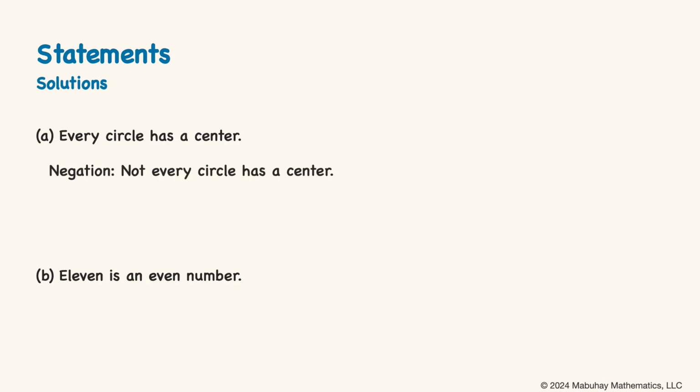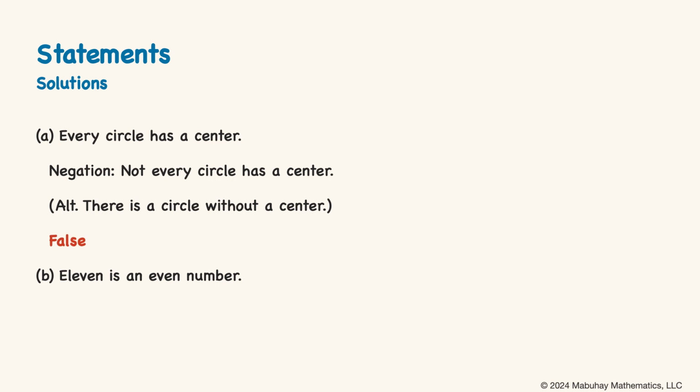First, the negation would be: not every circle has a center. In this case, you actually can put "not" right in front. Every circle has a center, not every circle has a center. You could say there is a circle without a center. That's how we negate something that has the word "every." I'm not going to get into the details today, but do let me know if you have questions about that or want to open it up more in the comments.